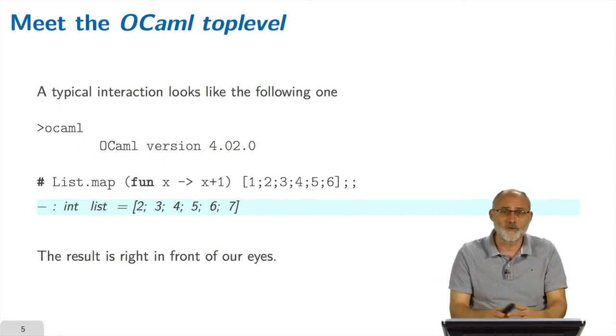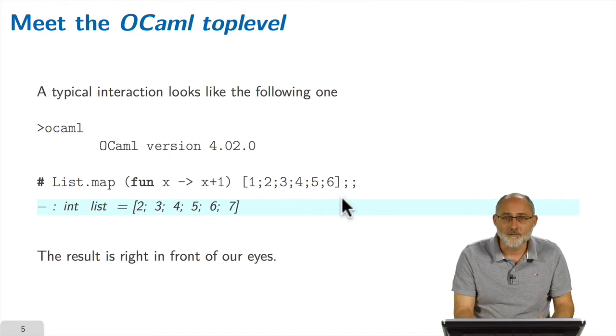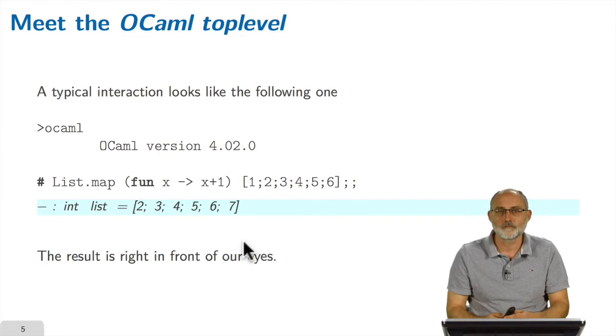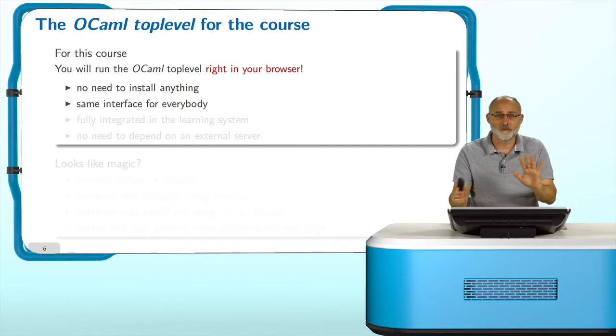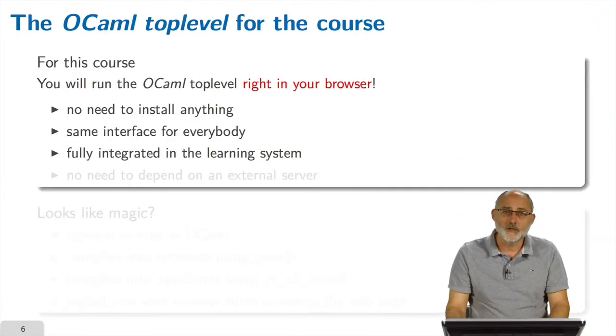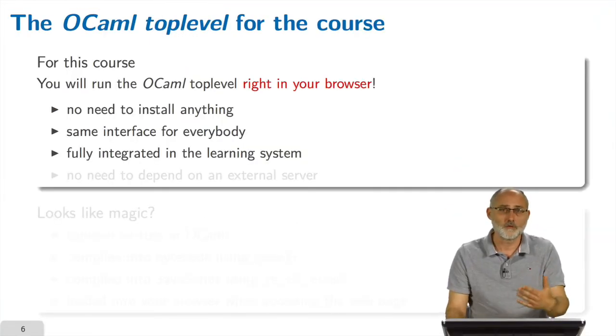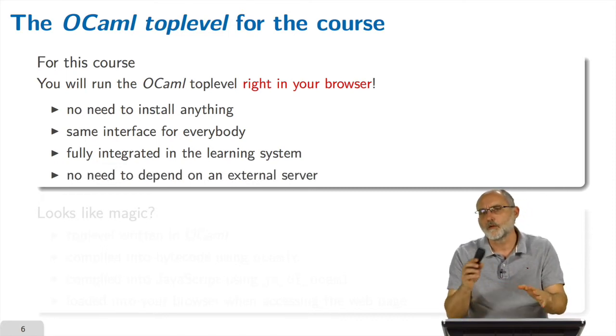I didn't need to write a parser to read this particular data structure here, or a printer to print the data structure out. For this course, you will run the OCaml toplevel right in your browser. There is no need to install anything. You just go to the page of the exercises, and it will just open up for you. You will have the same interface for everybody, no differences or hassles. It is fully integrated in the learning system, so the result of what you type will be saved from one session to the other. And there is no need to depend on an external server.